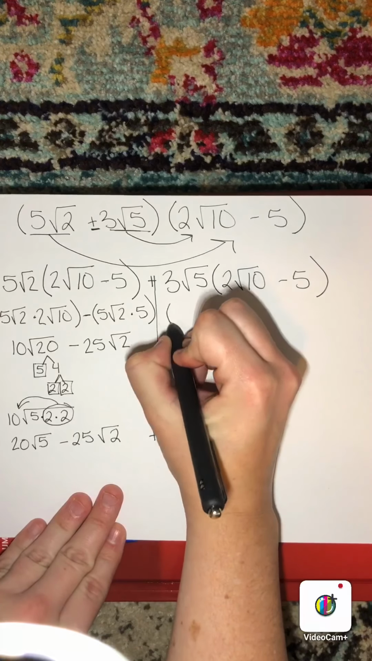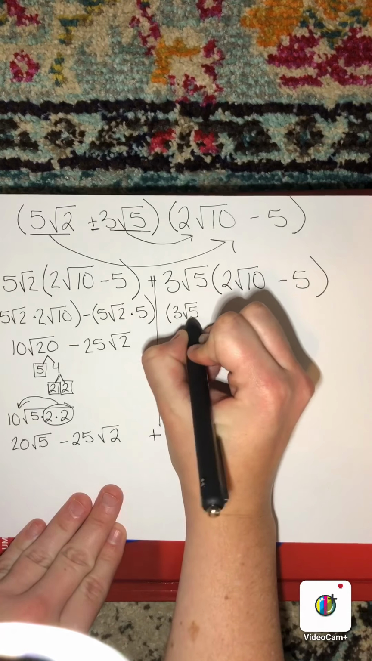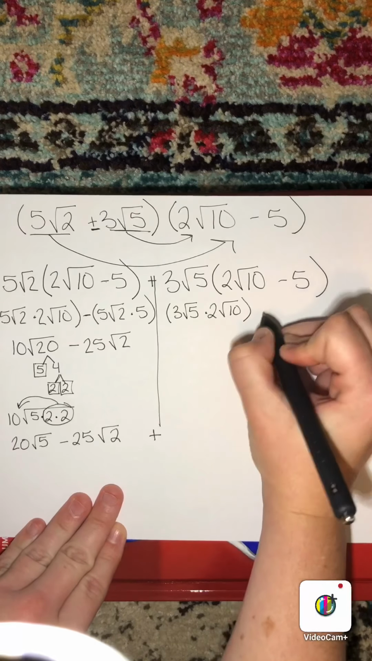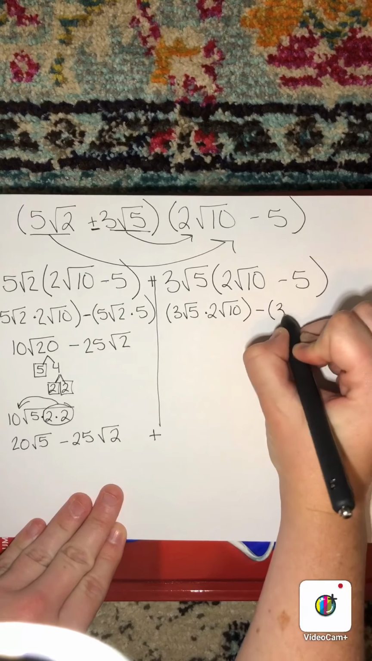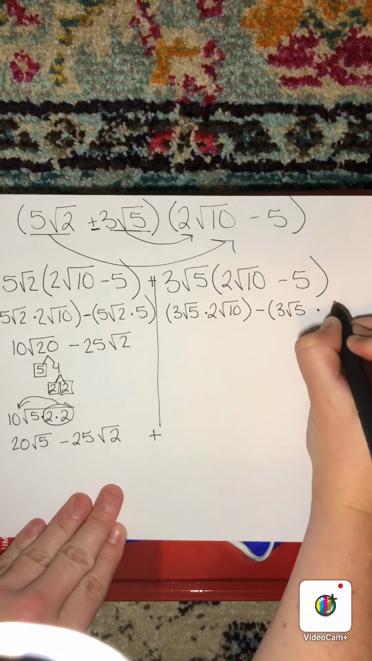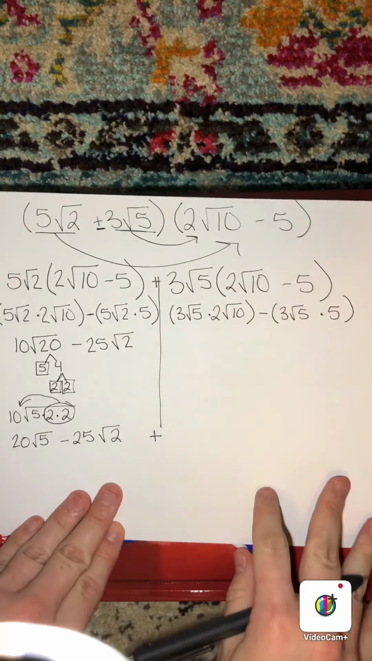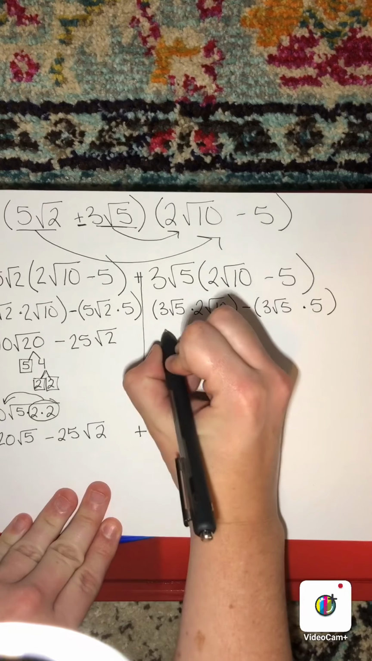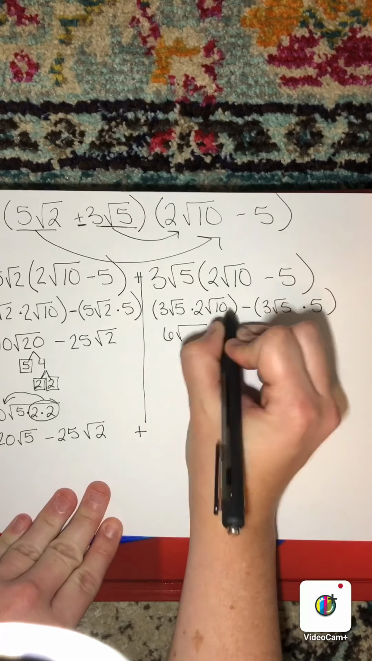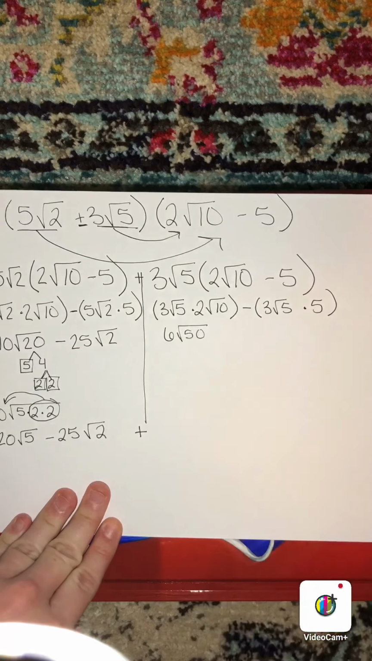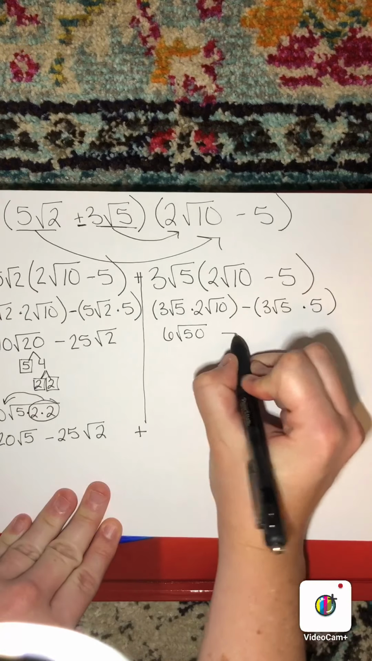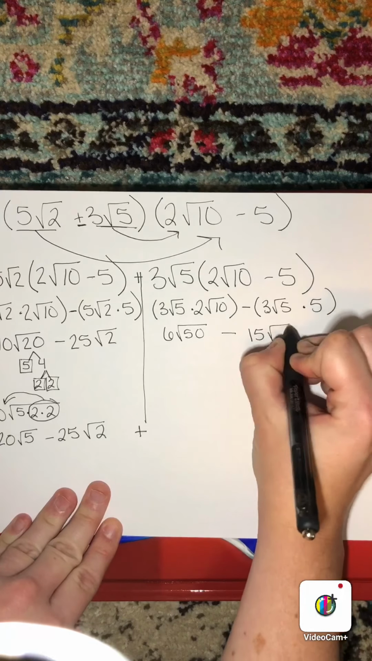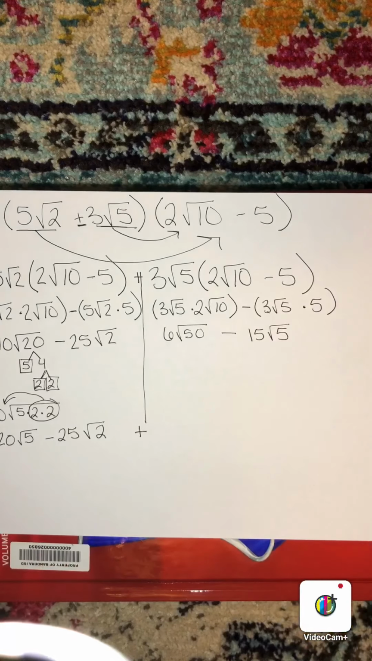So we're going to do 3 square root of 5 times 2 square root of 10. That minus sign comes down. 3 square root of 5 times 5. Same thing we did to the other side. Multiply your outside numbers. 3 times 2 is 6. 5 times 10 is 50. So that's inside. Bring this minus sign down. 3 times 5 is 15. Radical or square root of 5.